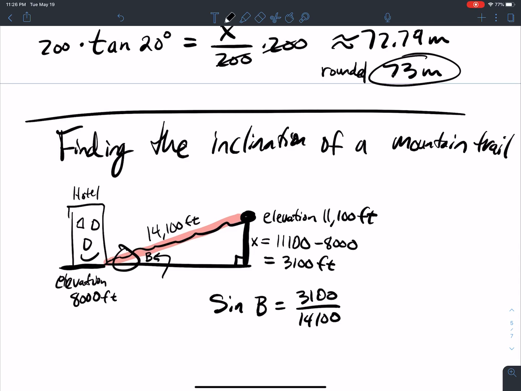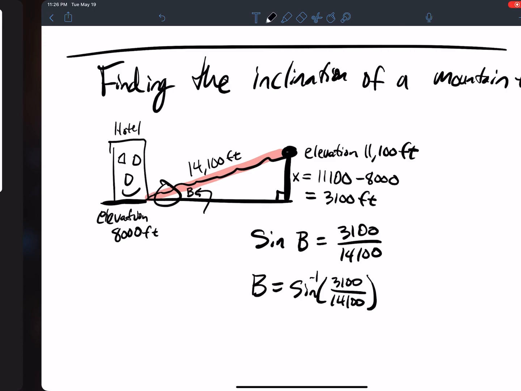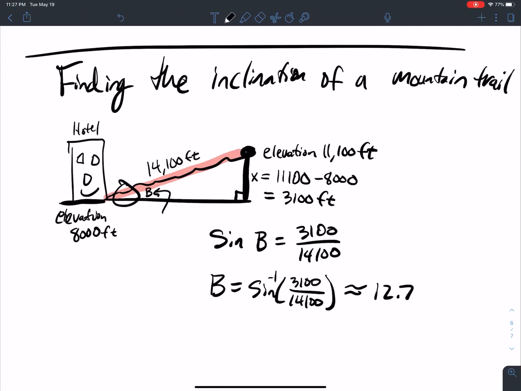Okay. Now what? To get angle B, I take the sine inverse of both sides. So B is equal to the sine inverse of 3100 over 14,100. This is perfectly fine because what we have is a number that's between -1 and 1. So when I do this, I do the sine inverse of 3100 divided by 14,100, close parentheses, enter, I get 12.7. So this is roughly 12.7 degrees. Okay, 12.7 degrees.